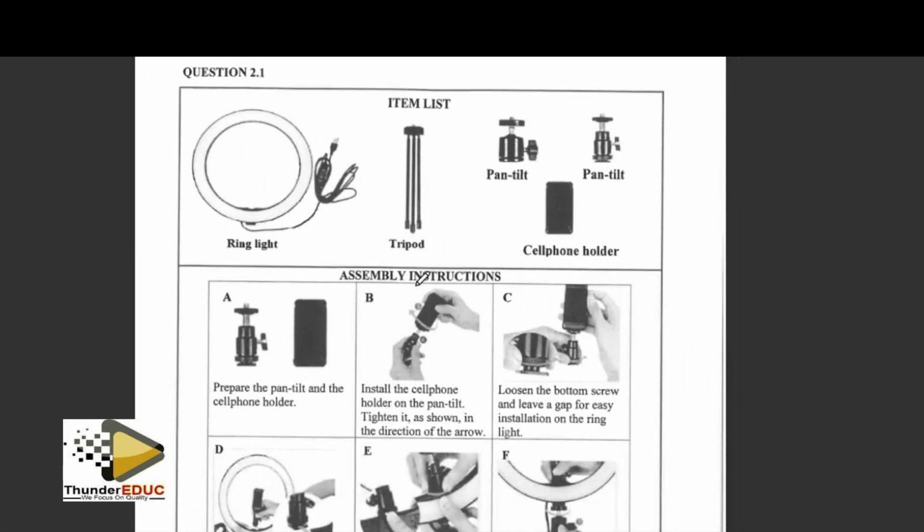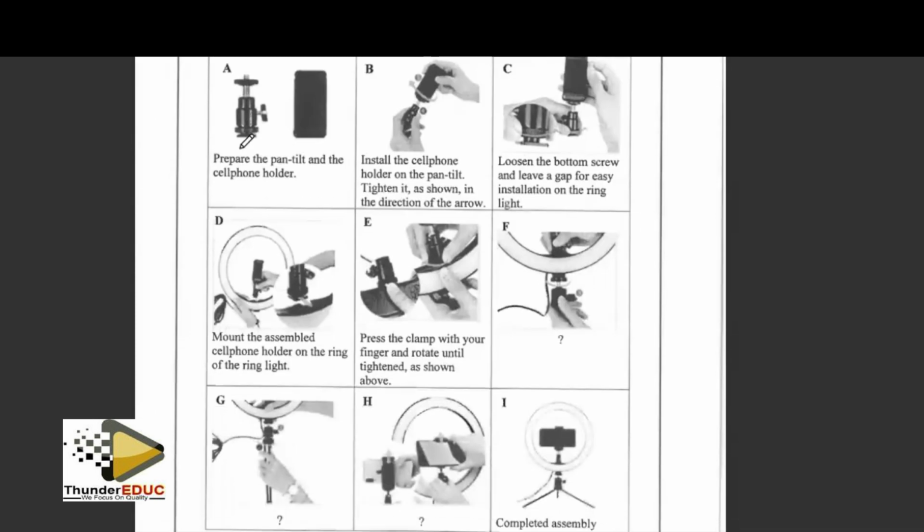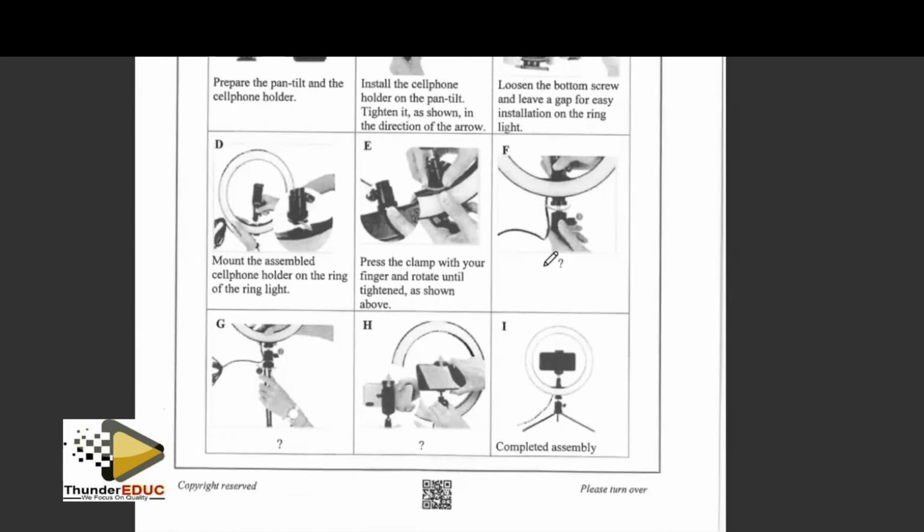Ring light. These are the items that they're going to assemble. Then we have a tripod, pan lid, then a pan lid again. Then we have a cell phone holder. These are some of the instructions given. Then some instructions are missing, like 1, 2, and 3. So this one here shows how it will look after being assembled.